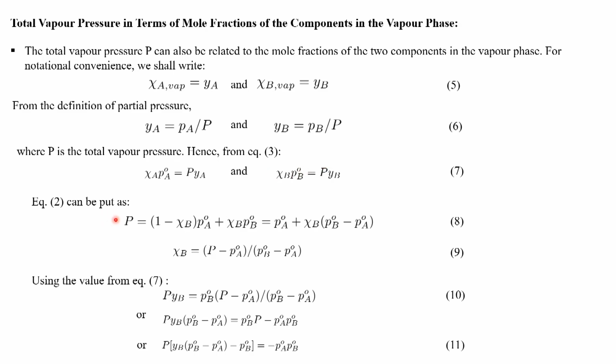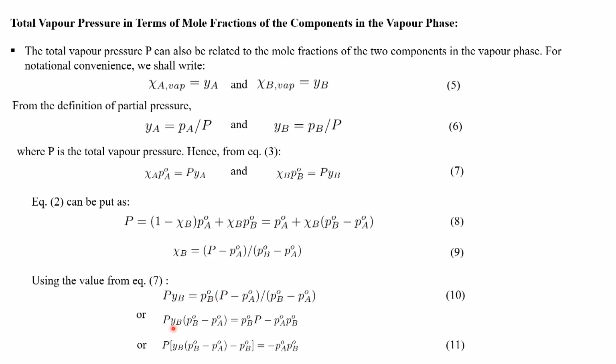If we use equation 2, then we can write the total pressure P is (1 minus XB) times PA naught plus XB times PB naught. If we rearrange this, we get PA naught plus XB times (PB naught minus PA naught). So we get the mole fraction XB is (P minus PA naught) by (PB naught minus PA naught). Using the value from equation 7, if we now substitute here, we get P YB is PB naught times (P minus PA naught) by (PB naught minus PA naught). Here we are substituting the value of XB in this expression.